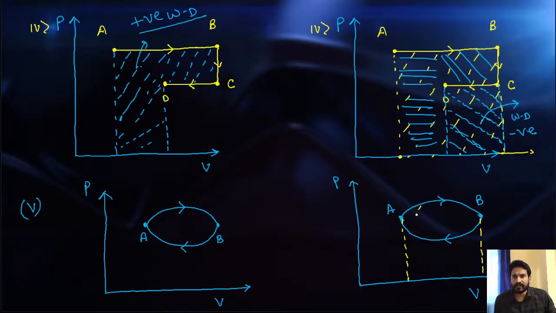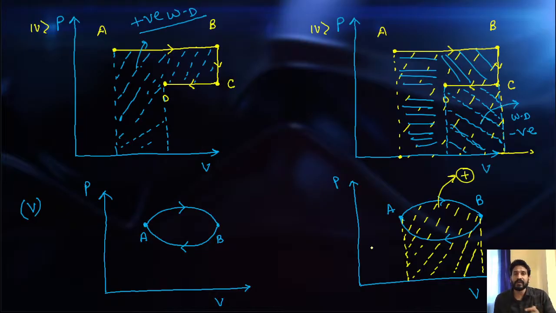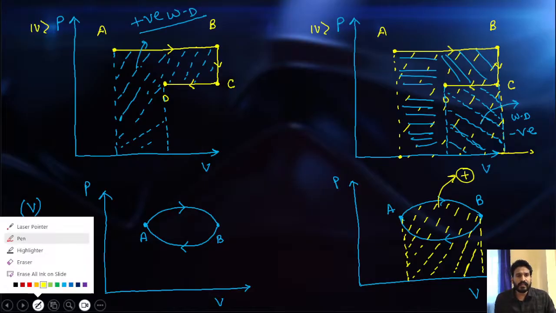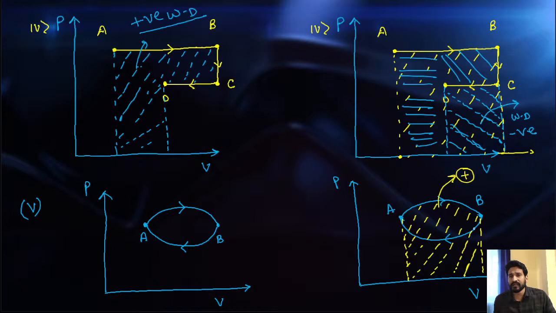This is the area under the curve. From A to B, volume is expanding. Yes, so work done is positive. This is my positive. Now B to A, because we have to calculate the overall work done. What about B to A? Sir, B to A, what is the area under the curve? B to A, this is the area under the curve.